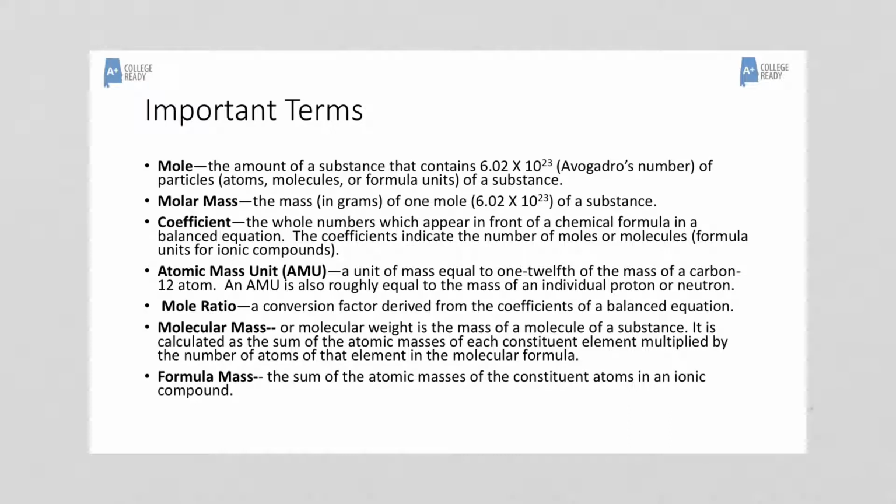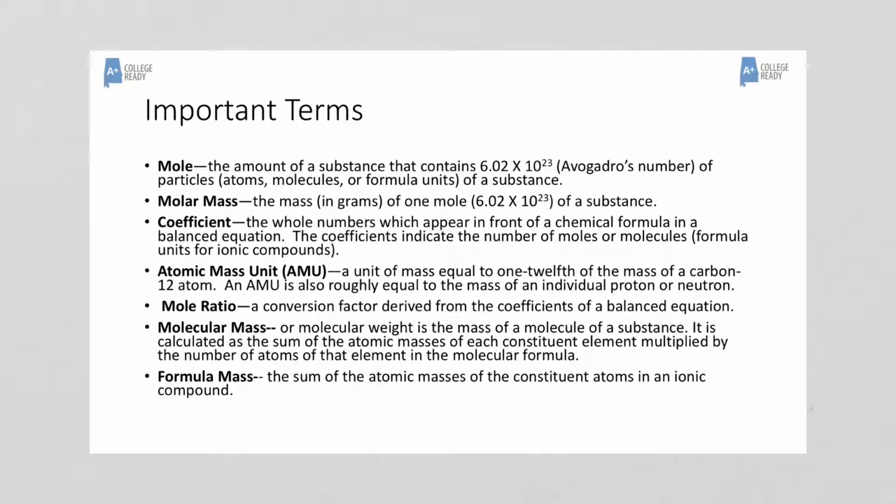There's some important terms that you have to understand when you're dealing with stoichiometry. One of them is the mole. Remember, the mole is a unit used to count large numbers of things. It's the unit for the amount of a substance. It's a unit that contains 6.02 times 10 to the 23rd particles of a substance. Particles can be atoms, they can be molecules, or formula units if you're talking about a salt, for example.